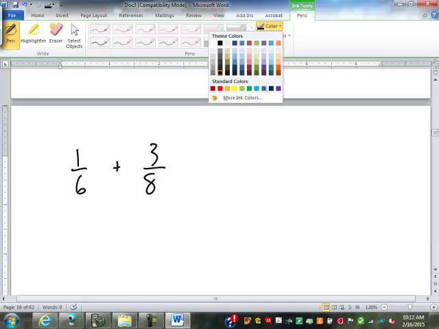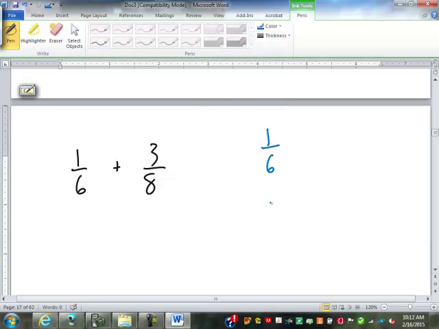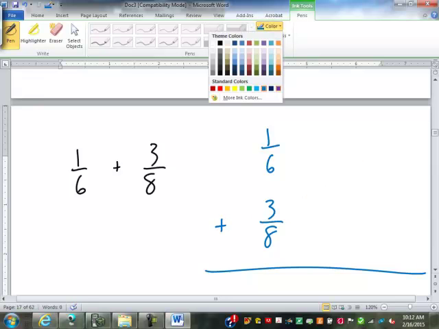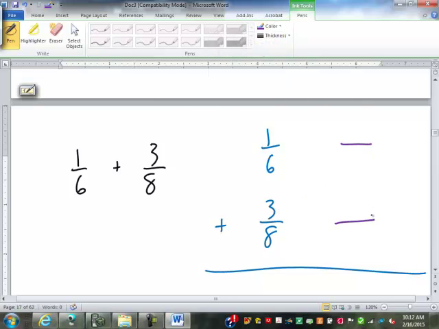1/6 plus 3/8. First thing we need is a common denominator. Now, some of you might be able to see this one. Here, if we multiplied 6 times 8, it would be 48, which is a common denominator. It will work, but it's a little extra work, is all.